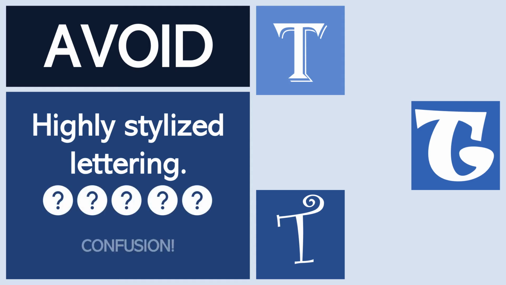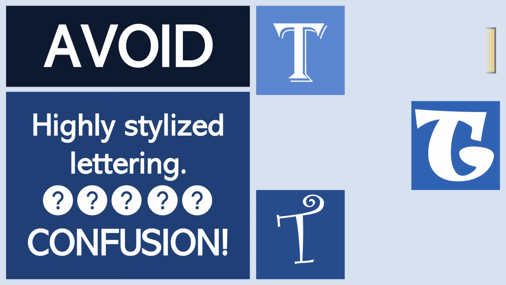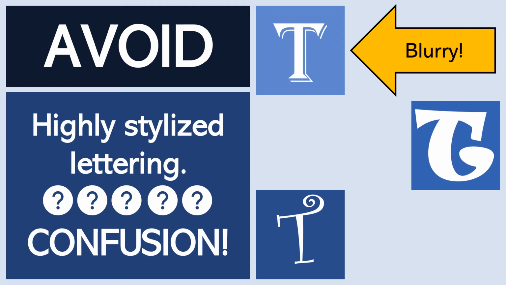Why? They often cause confusion. Let's take a look at this top letter T, for example. You can see there's a slight shadow behind it. And if any audience members have any sort of vision impairment, that's going to create blurs for them and make it difficult to distinguish which letter we're talking about.